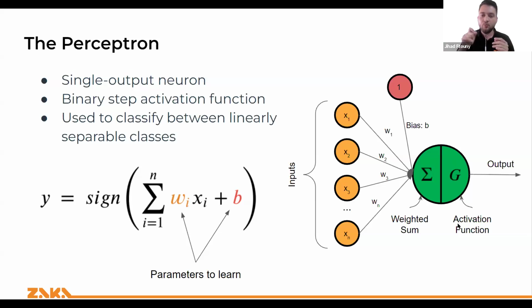So the weighted sum has to be a line. Okay. And it only calculates between two classes. That is, a single perceptron can only calculate between two classes. This is something important to know.